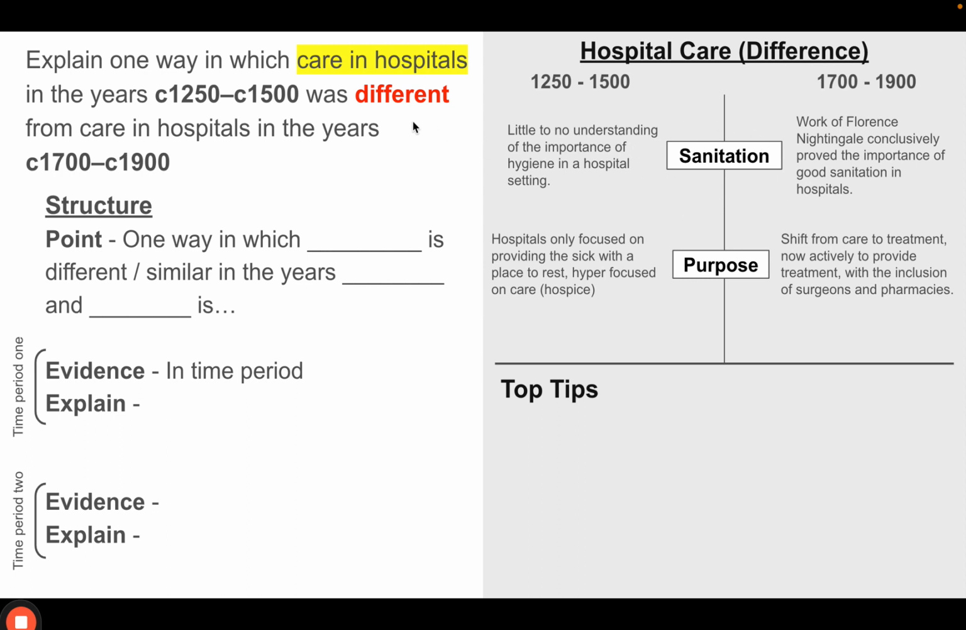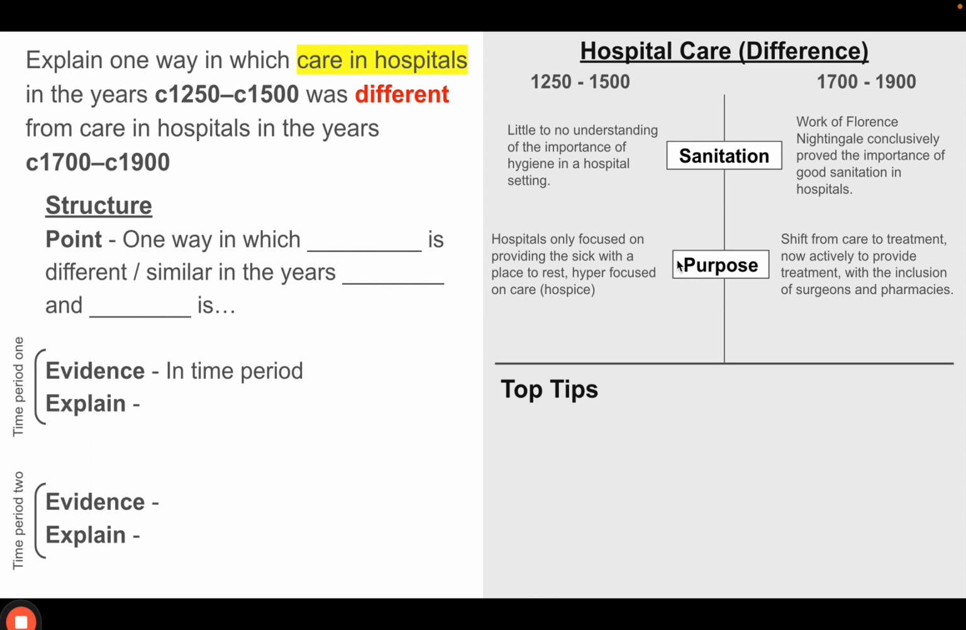So for this, the two differences which I can see in hospital care was sanitation, that being between 1250 to 1500, the idea of hygiene was basically non-existent. However, from 1700 to 1900, Florence Nightingale had come about and conclusively proved that good sanitation boosted a reduction in mortality rates. So simply put, keeping things clean means less people die.